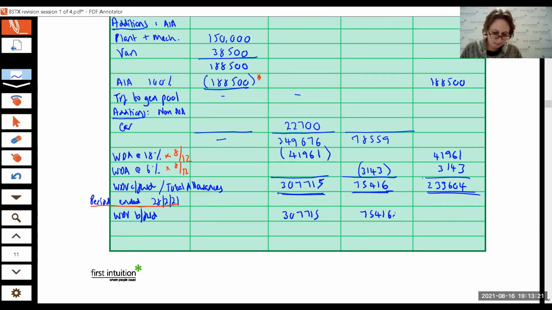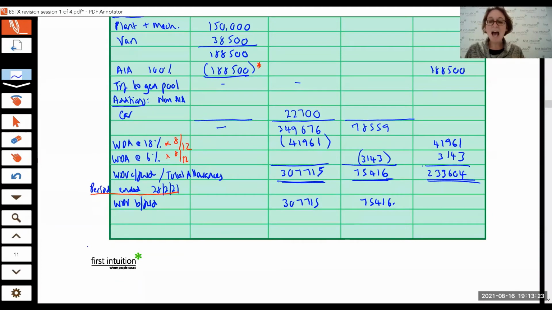I've got my balances brought forward. I now have to look at what happened in this last period. Got to think about how long the period is. There were no additions. All we know is that things got sold. So I have some disposals.